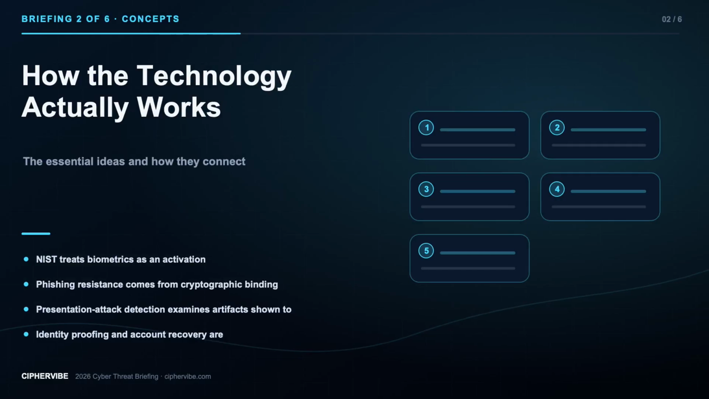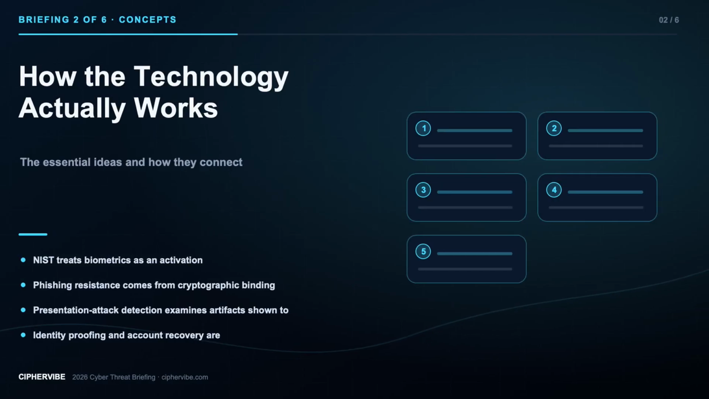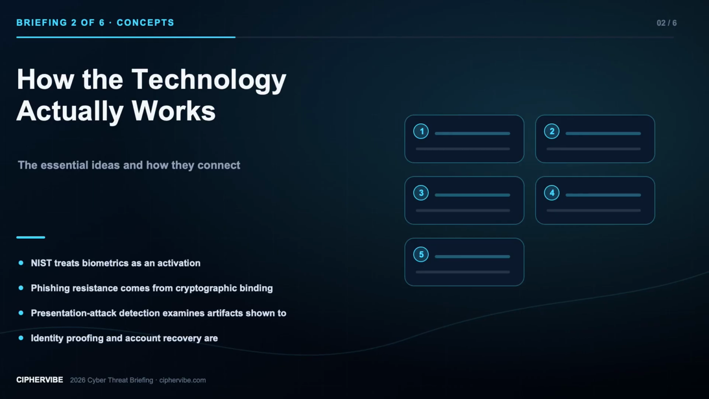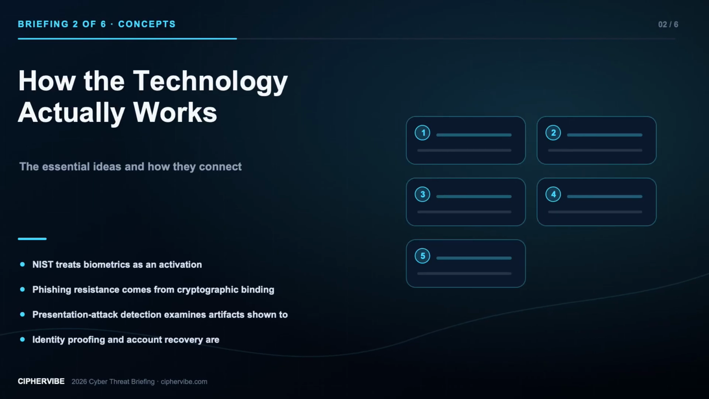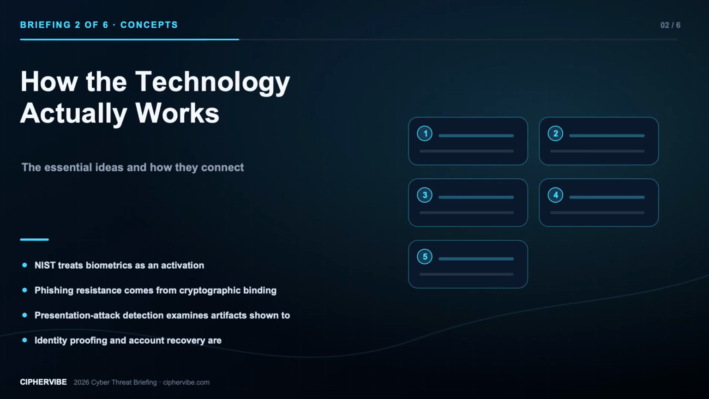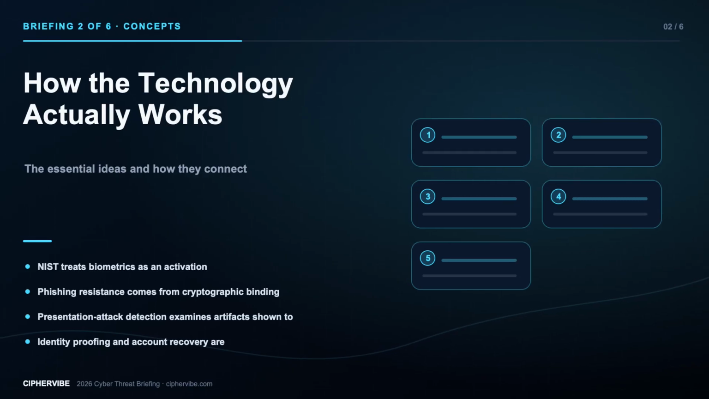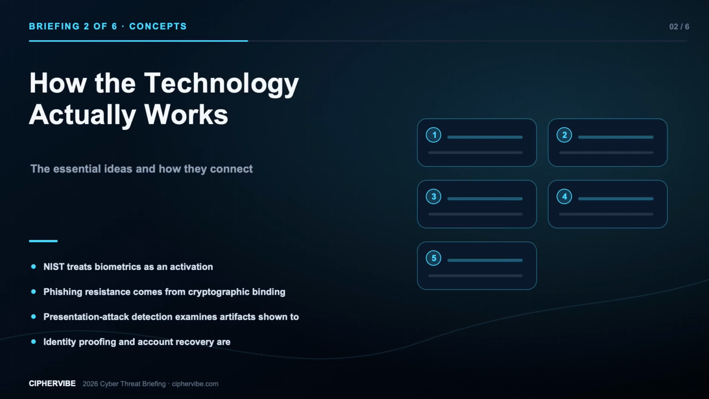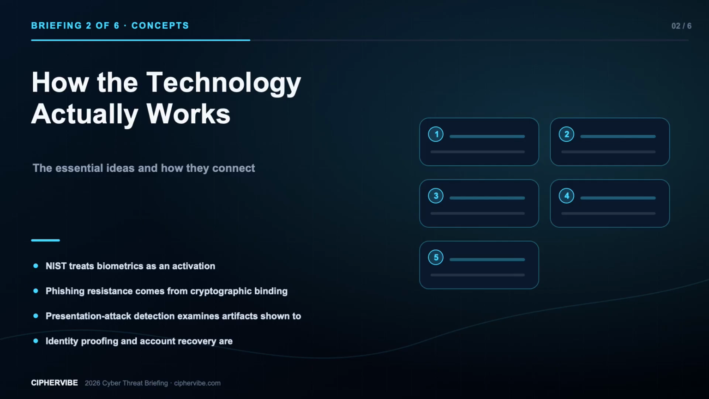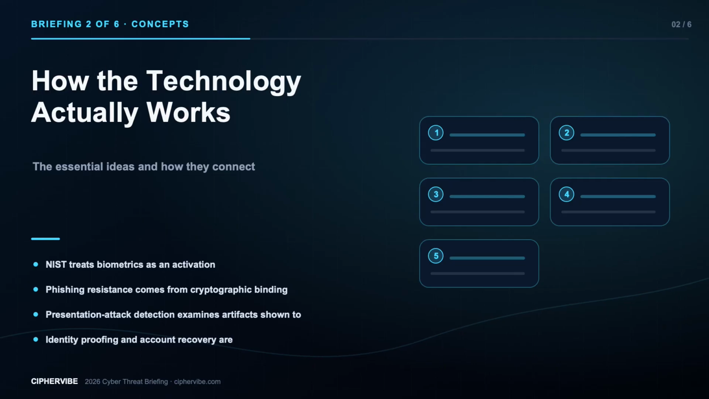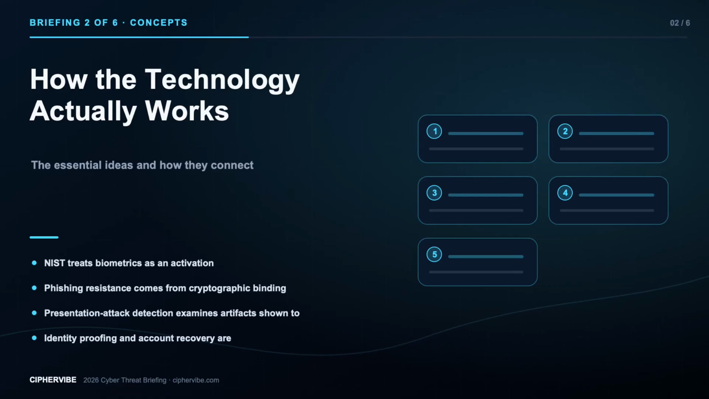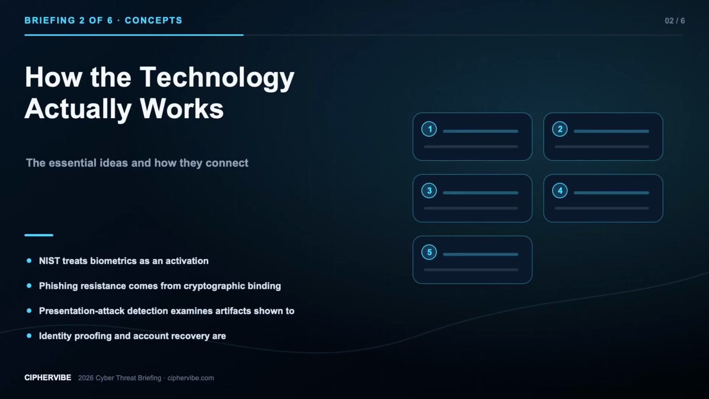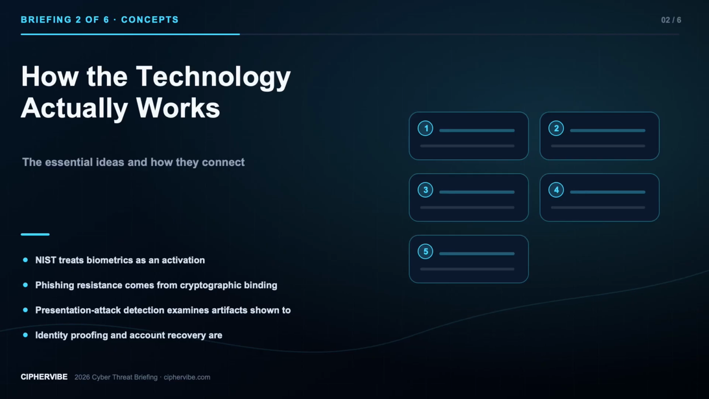Start with 4 concepts that provide the vocabulary for deepfake attacks on biometric identity providers. First, NIST treats biometrics as an activation factor used with a physical authenticator, not as a standalone remote authenticator. Second, phishing resistance comes from cryptographic binding to the verifier and authenticated channel. Manually entered one-time codes are not phishing resistant. Third, presentation attack detection examines artifacts shown to a sensor, while injection defenses detect virtual cameras, emulators, tampered clients, replayed media, and manipulated data paths.